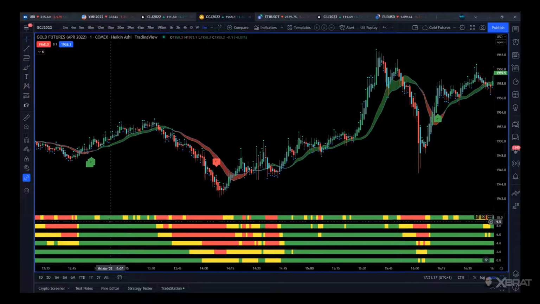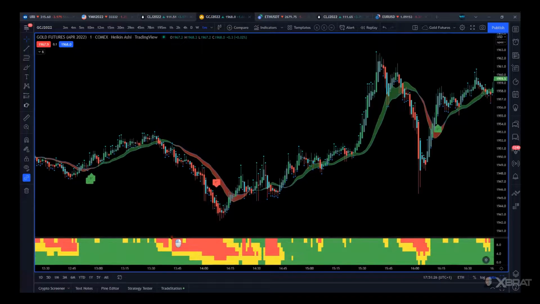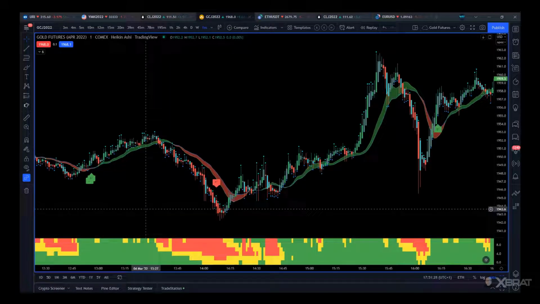So it's in six levels. From the top, this is the smallest time frame, and as you go down, you get higher and higher and higher time frames. So it looks on multiple time frames and gives you that heat map to where the bias is. If it's yellow, it's neutral. If it's red, it's bear. If it's green, it's bullish.